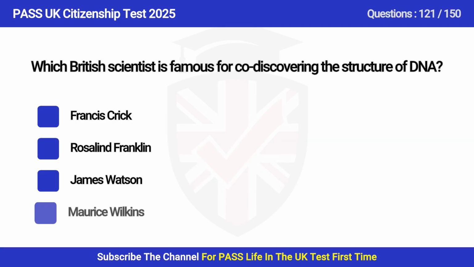Question 121. Which British scientist is famous for co-discovering the structure of DNA? A. Francis Crick, B. Rosalind Franklin, C. James Watson, D.